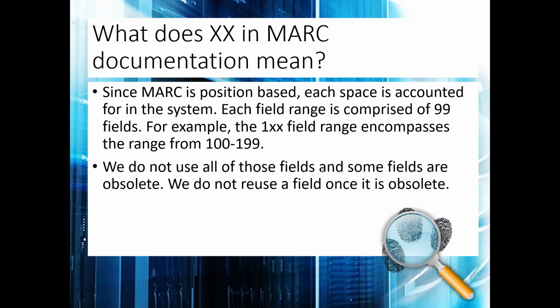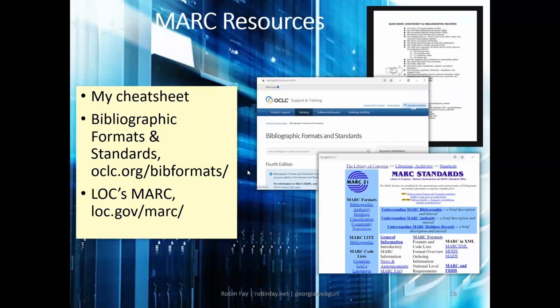We do not use all of the fields. There's not 999 fields that we use plus subfields A to Z in every piece. So there are places where we don't use all the fields. We're still adding fields. We're going to talk about some of those in just a minute. And once a field is obsolete, we do not reuse it. It's marked as obsolete and we do not use that field again, I guess unless we wanted to revive it. I don't know of any that's been revived though.